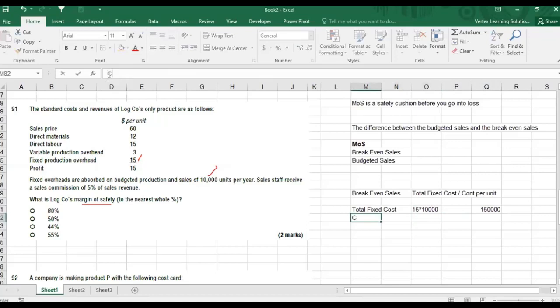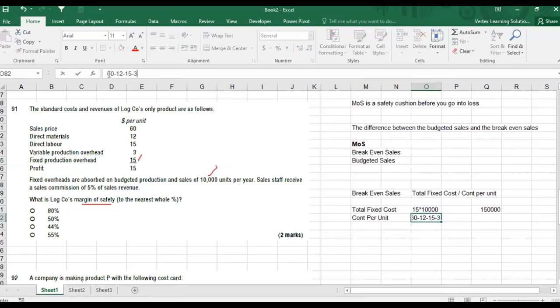And then what is my contribution per unit? How to calculate contribution per unit? Contribution per unit is sales price minus variable cost. So how much is the sales price? That is 60, minus variable cost material 12, minus labor 15, minus variable overhead 3.